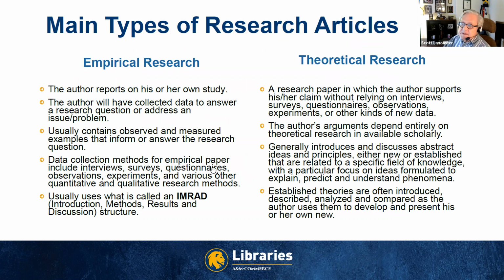There are two main types of research articles that you might encounter in a peer-reviewed journal. The first one is empirical research, which is where the author has done his or her own study. They've collected data that will answer whatever research question or problem they have chosen to focus on. It will usually contain observed and measured examples that inform or answer that question. The data might have been collected through interviews, surveys, questionnaires, observations, experiments, or other various methods.